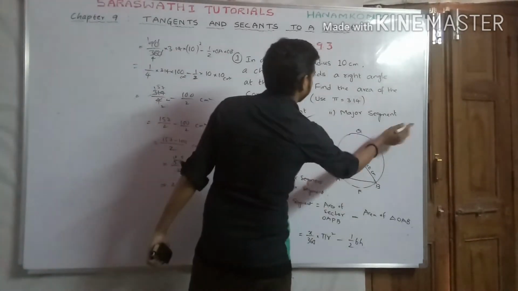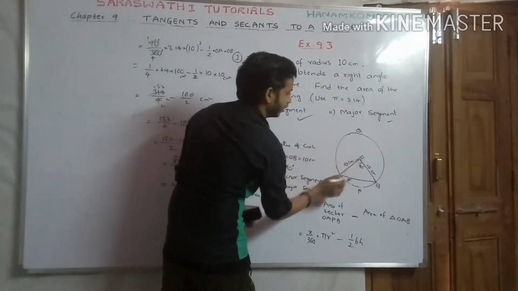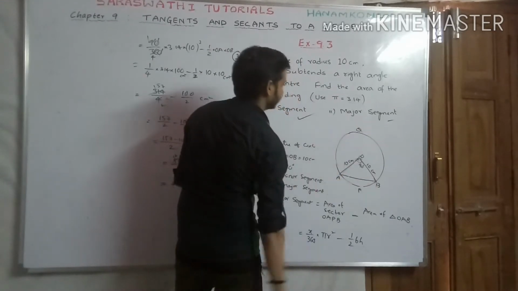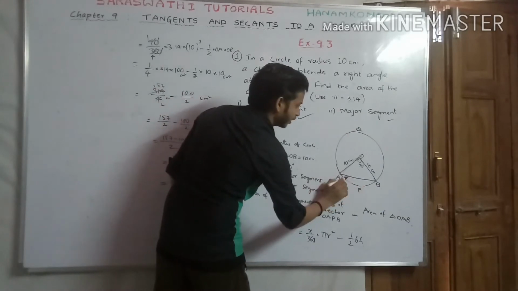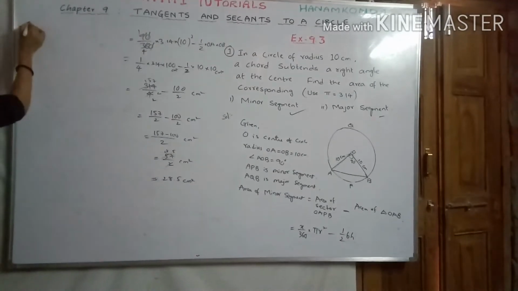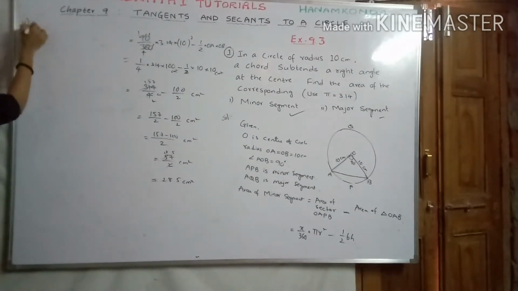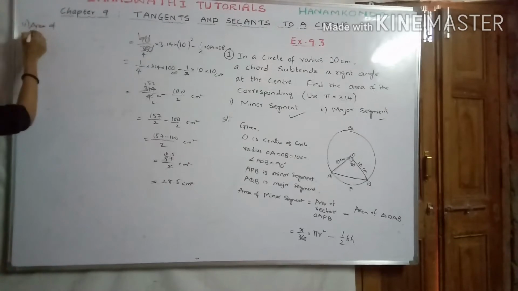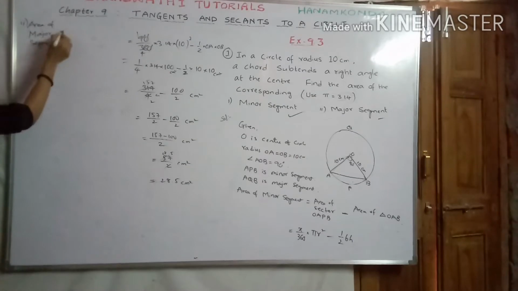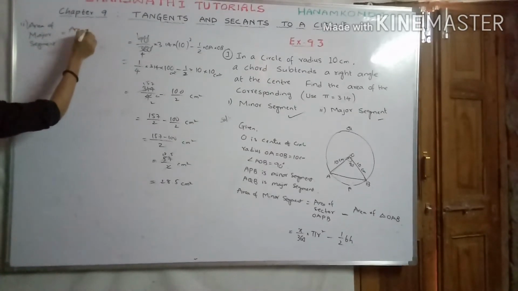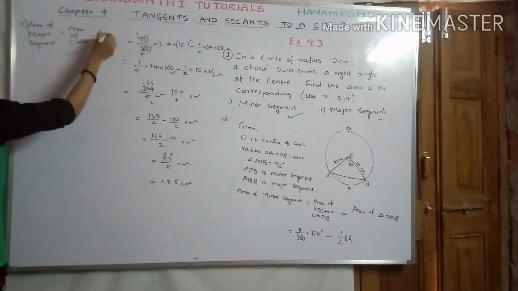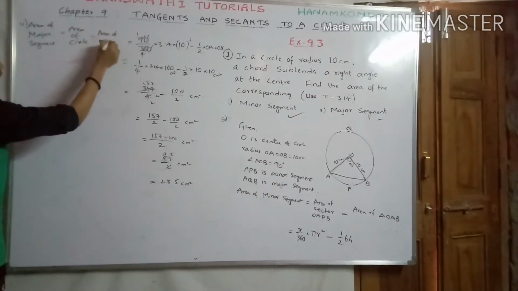Now we have to find the area of the major segment. In order to find the major segment area, we subtract the area of the minor segment from the area of the circle. If we subtract the area of the minor segment from the area of the total circle, we get the area of the major segment. So the area of the major segment equals the area of the circle minus the area of the minor segment.